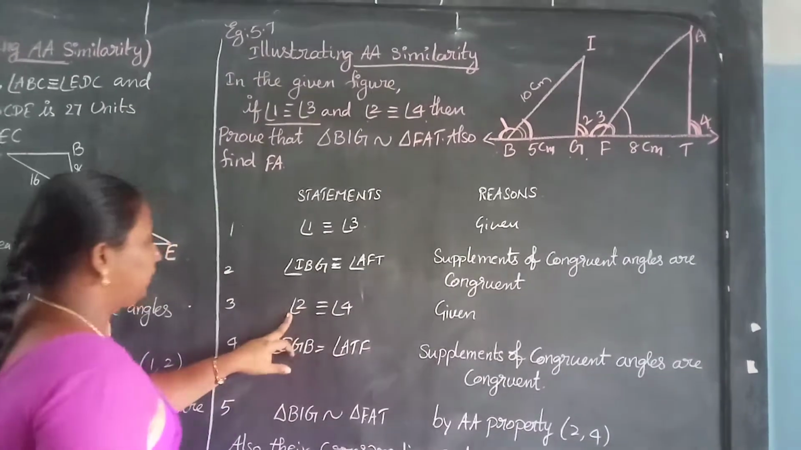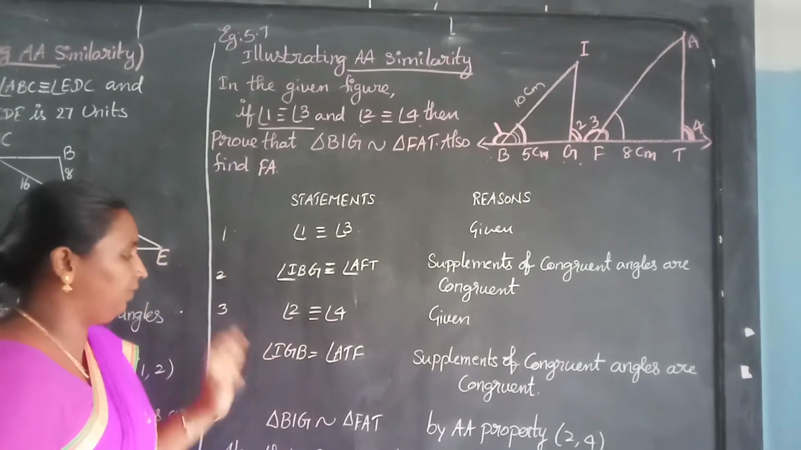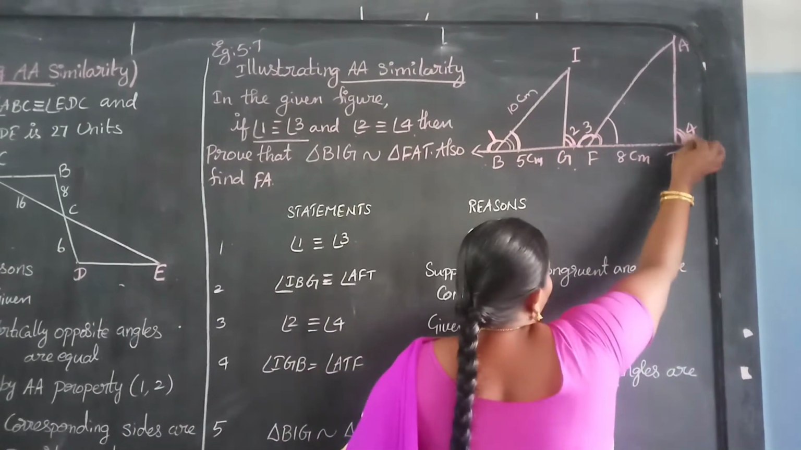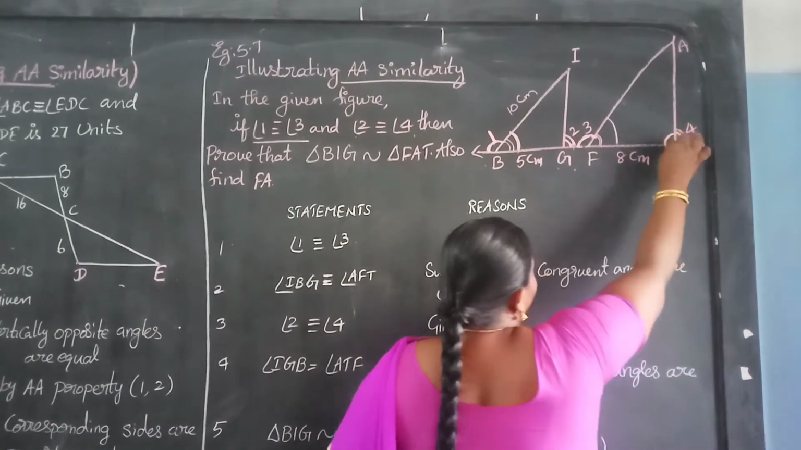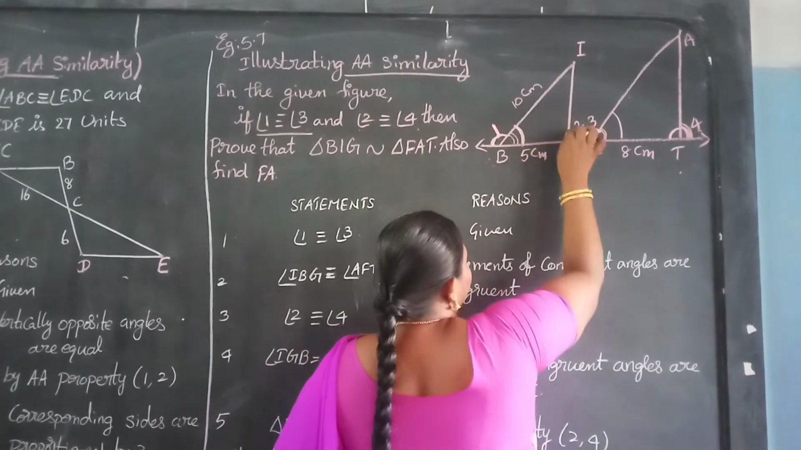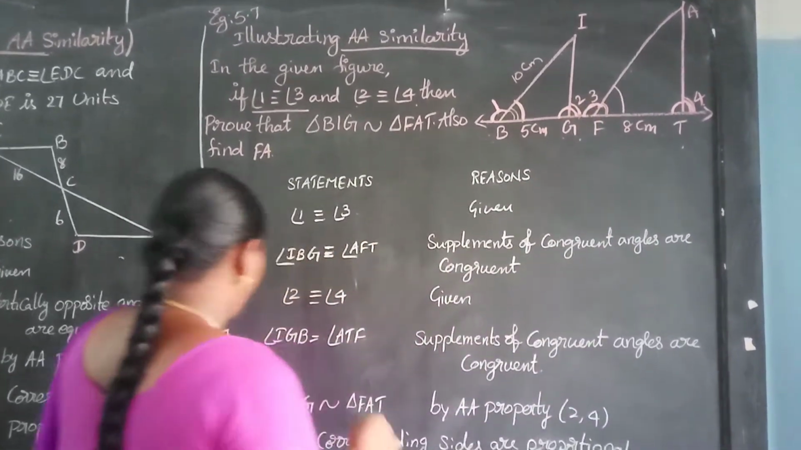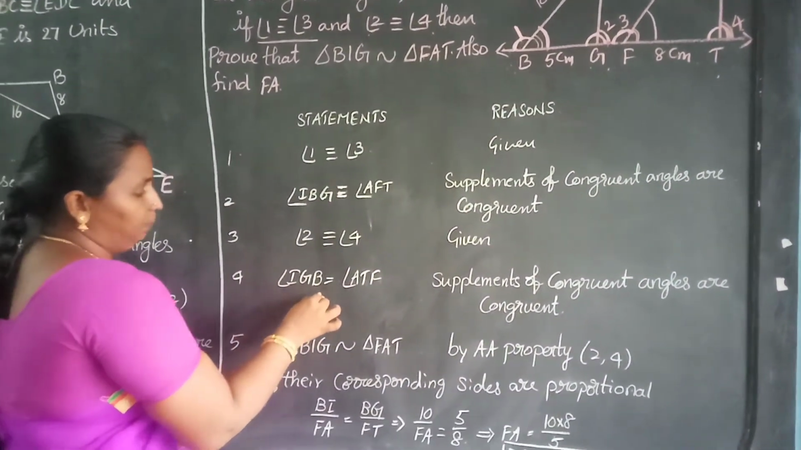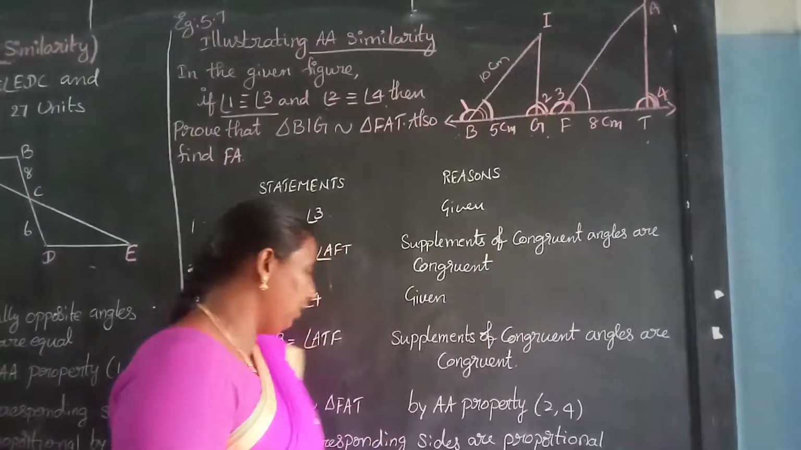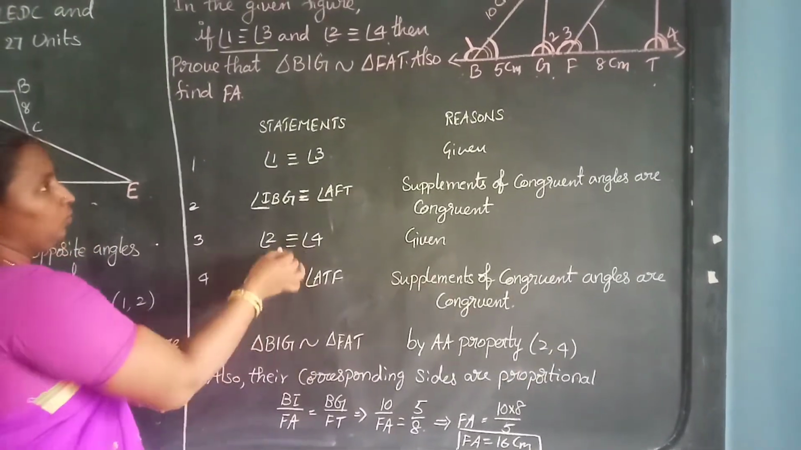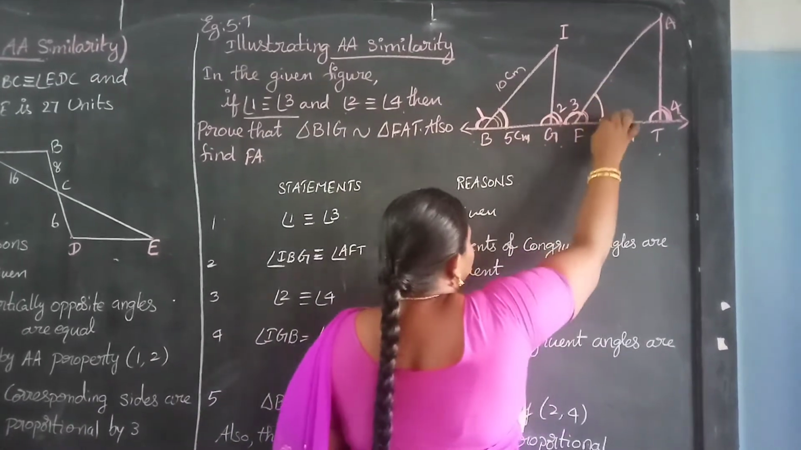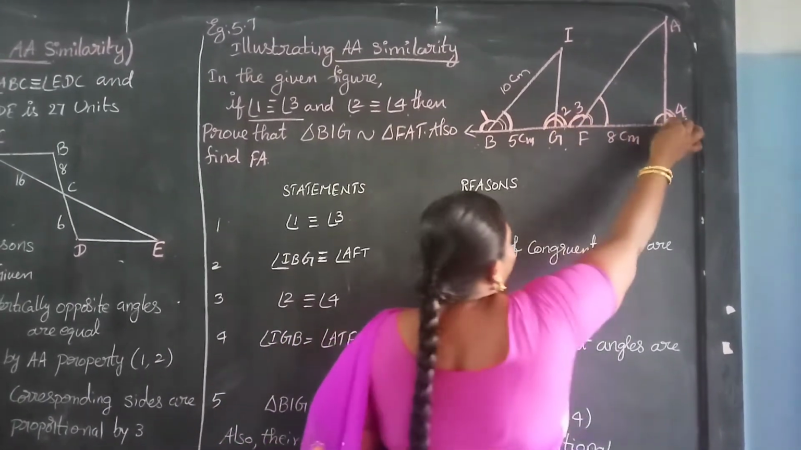That only they give. Next, angle 2 is congruent to angle 4. They given in the sum. The same way, here angle 2 is congruent to angle 4. The supplementary angle, which one is here? That is FTA is congruent to BGI here. Okay. So that is angle IGB equal to angle ATF. Supplements of congruent angles are congruent. Then we can say that here two angles equal we find, that is angle B is equal to angle F and angle G is equal to angle T.